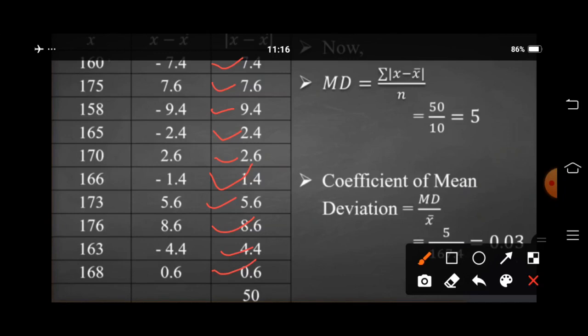Then the total of this, sigma absolute value of x minus x bar, would be 50. Write down in the formula of mean deviation: sigma in absolute bracket x minus x bar, divided by n. 50 divided by 10 observations, means 10, would be 5. Then we will find out the coefficient of mean deviation.